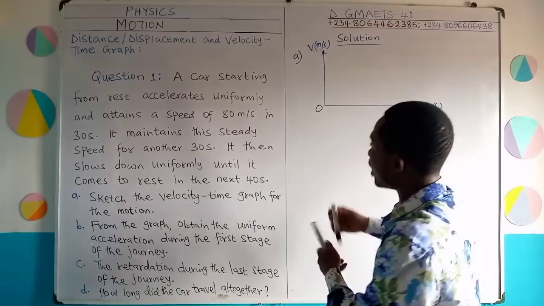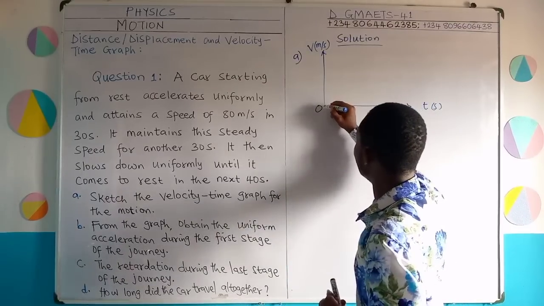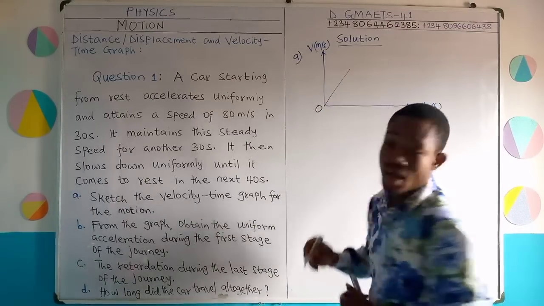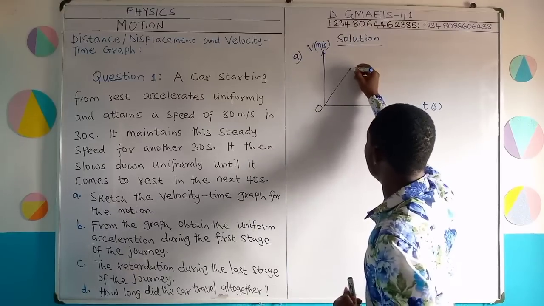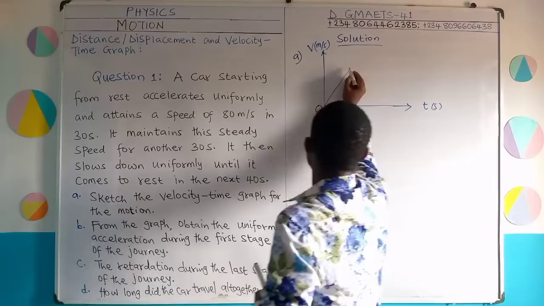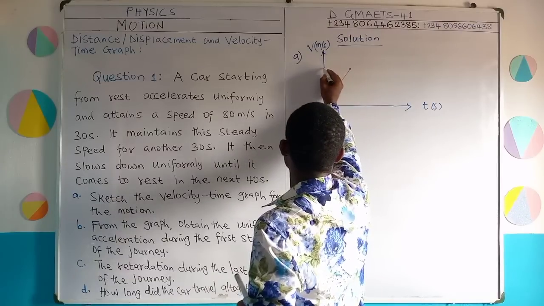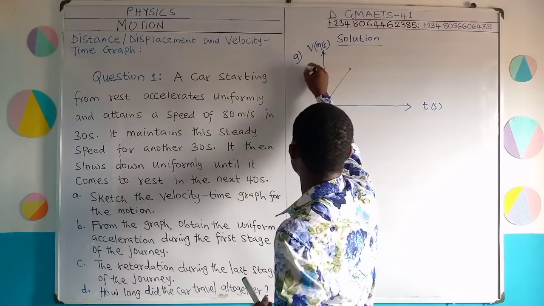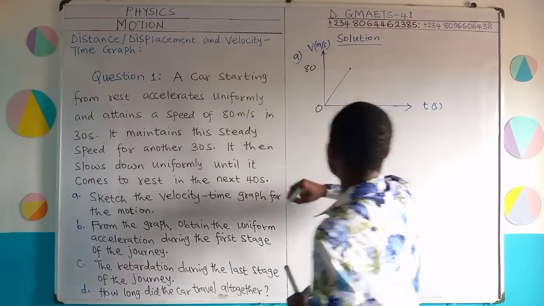So I'm going to start the motion from here. So let me just draw something like this. It accelerates uniformly. So this is uniform acceleration. I'm going to stop over here. So taking this thing to the vertical, the uniform acceleration took the car to a speed of 80 meters per second.